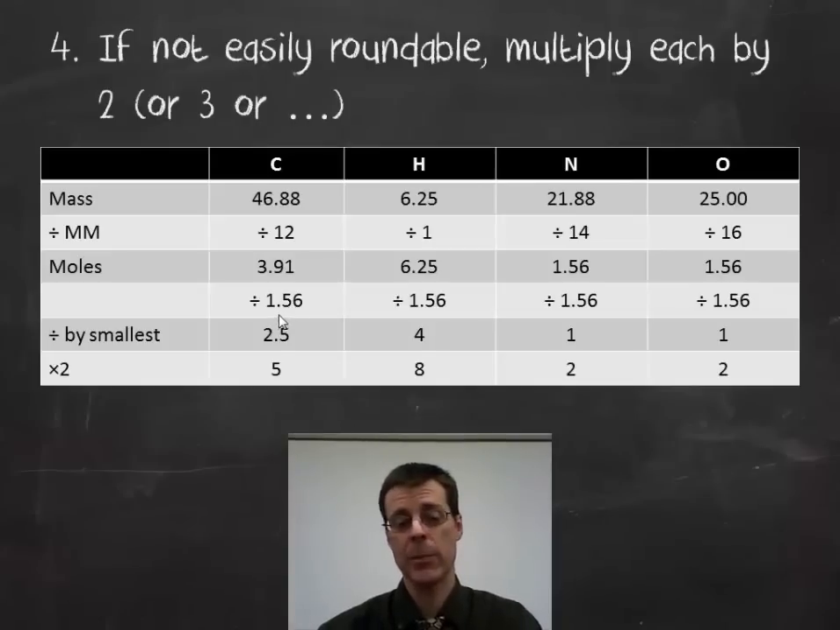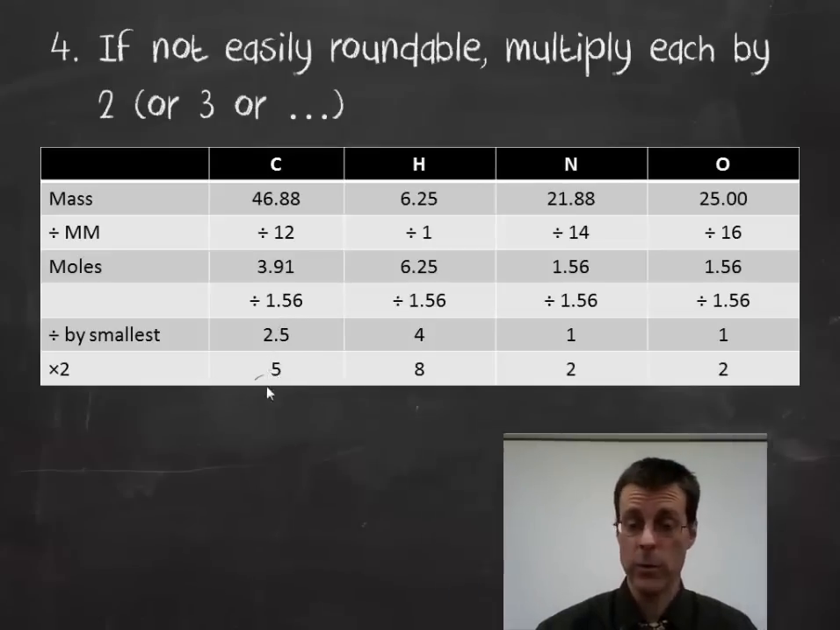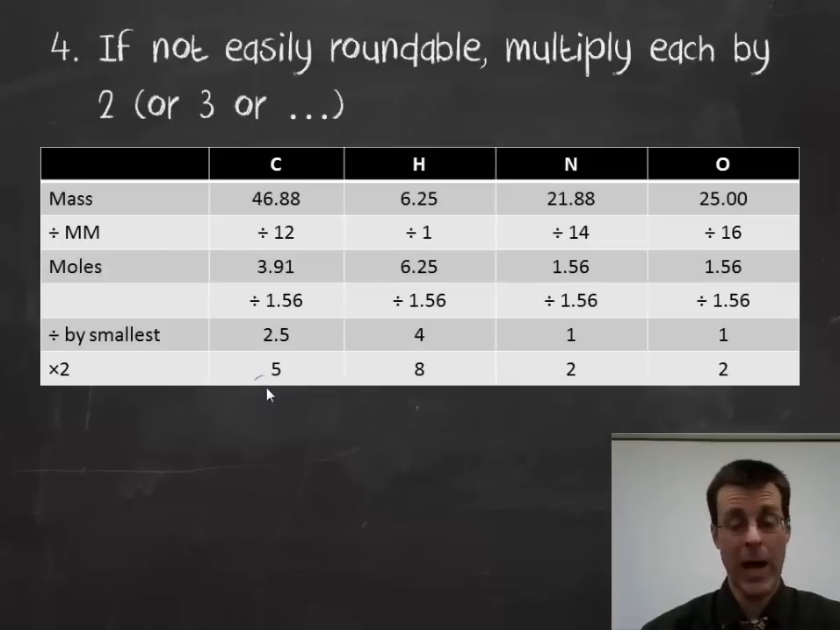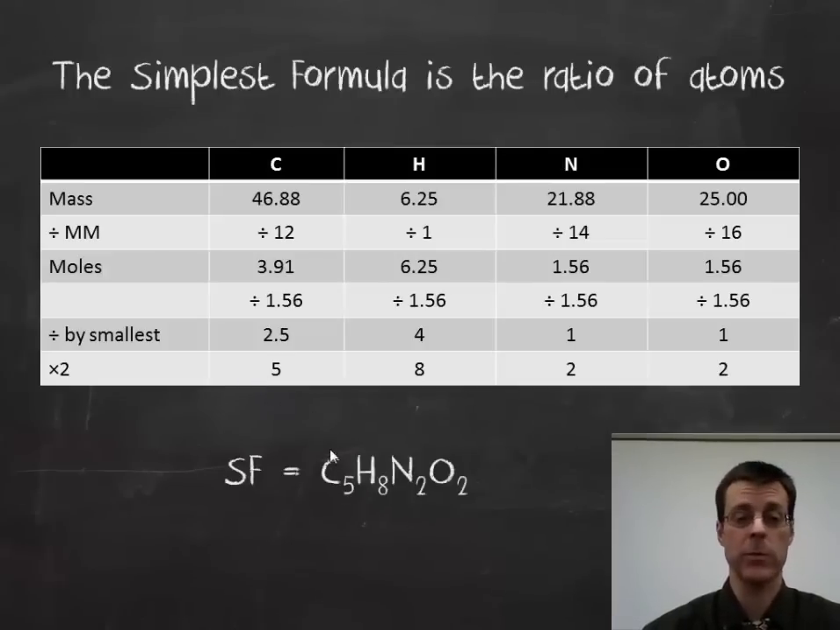Once that happens, I have whole numbers. And now I want my formula to have whole numbers. I'm at the point where I'm ready for my simplest formula. For the simplest formula, I take the numbers that I came up with in my table and I put those into the formula.